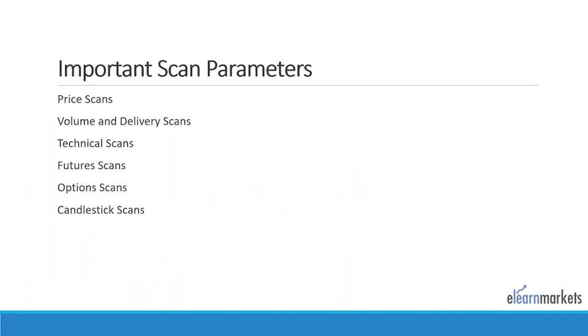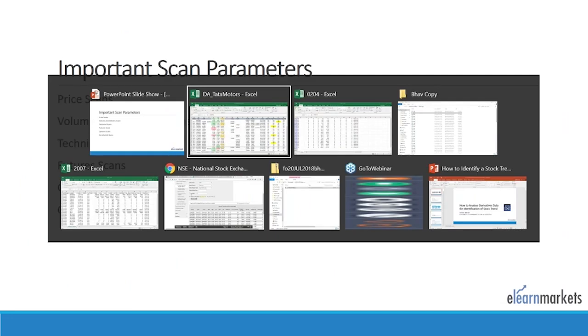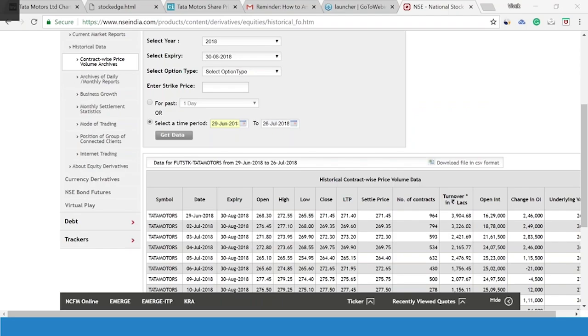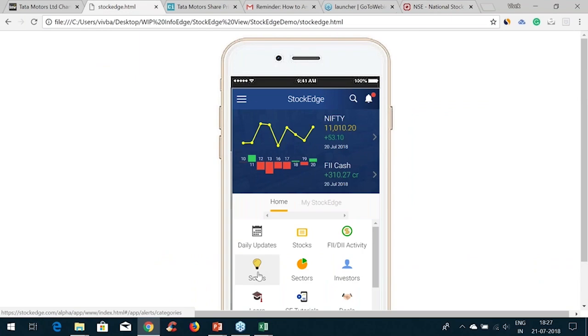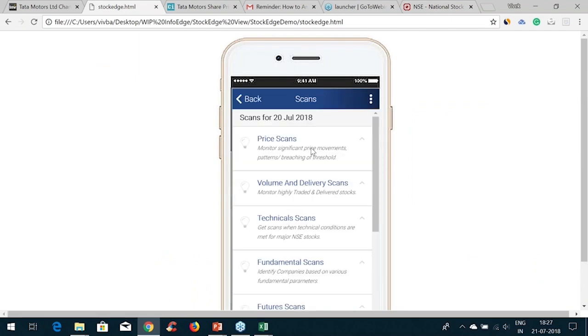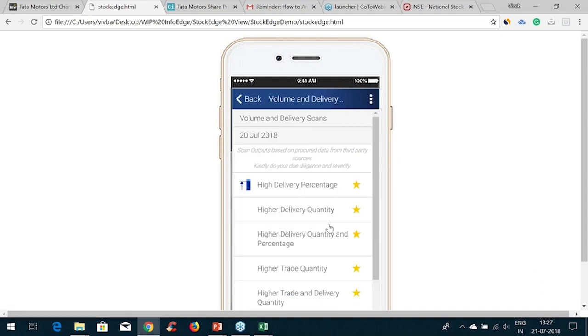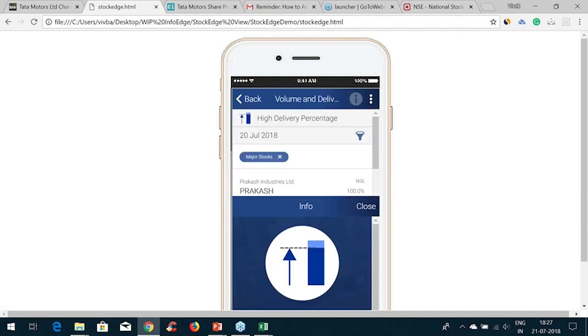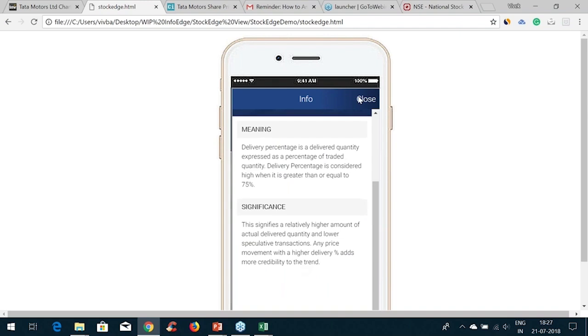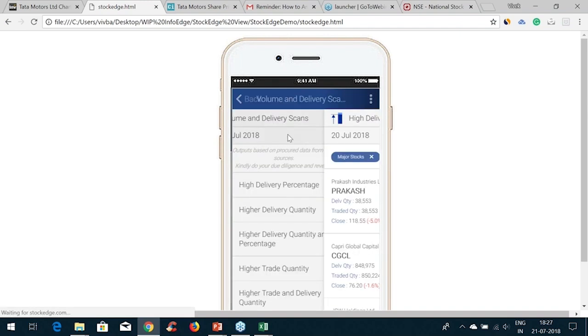A lot of you are users of the Stockage app. A lot of you have seen the various kinds of scan opportunities which our app gives to all of you. If I go to the app, I'll show you in the scans, we have price scans, different kinds of price scans. We have volume and delivery scans. If you want to know anything about any specific scan, there's something called page info. You get detail about that. Go to any specific scan, press I, and you get detail about what exactly this scan is all about.